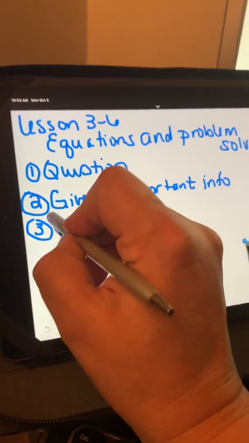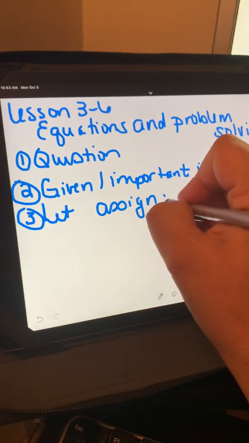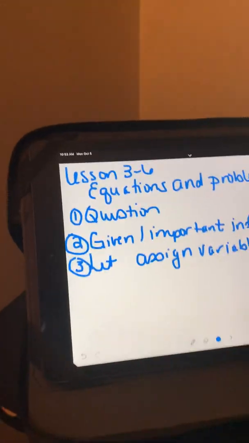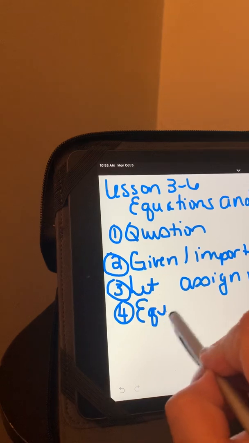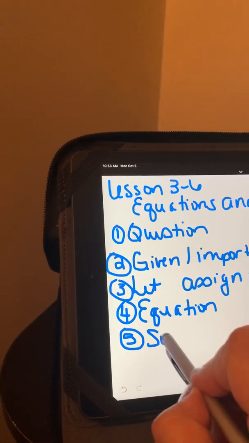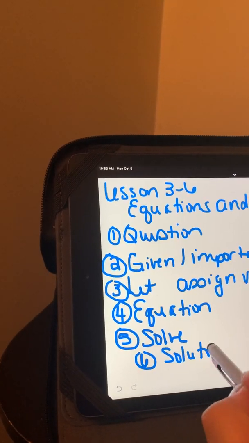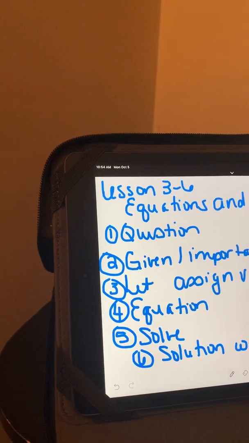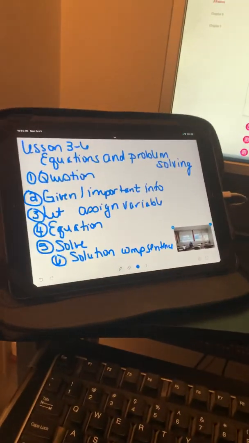Third step is where you let. This is where you assign a variable. Okay, that's where we will assign a variable. Four, you write your equation. Five, we solve. And six, you write your solution. And the solution needs to be in a complete sentence. Okay, so those are the things that I want for my story problems.